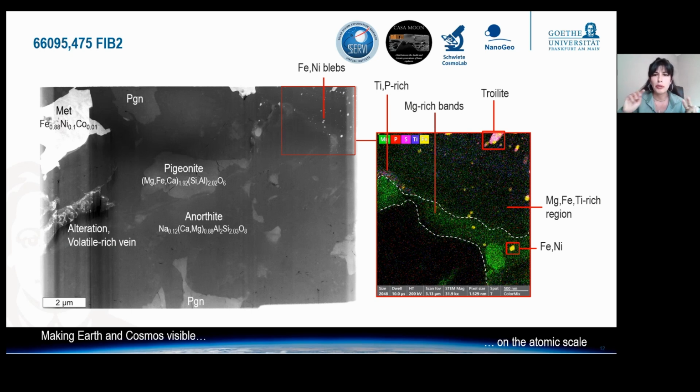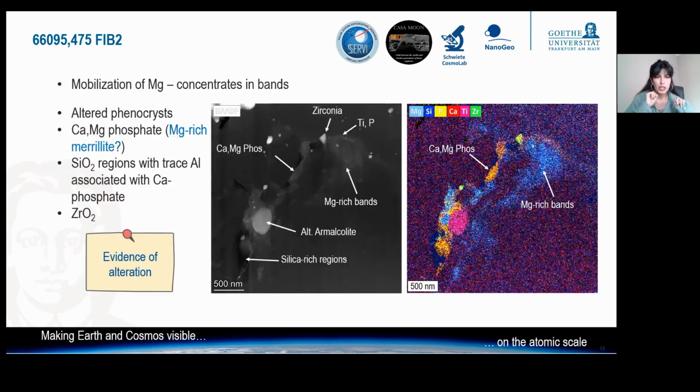I'm going to highlight two more regions in here. Next slide, please. That's the first one, where you can see that we have this magnesium concentrated in bands. Then we have altered phenocrysts like armalcolite, and another calcium magnesium phosphate that's closer to merrillite composition but has more magnesium content. We also have some silicon and some zirconia. Next slide, please.